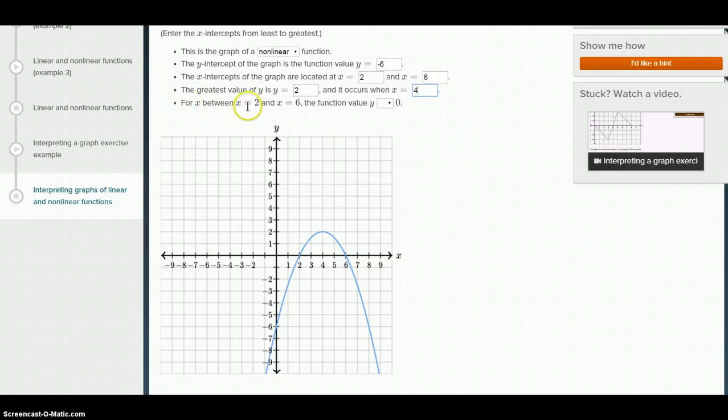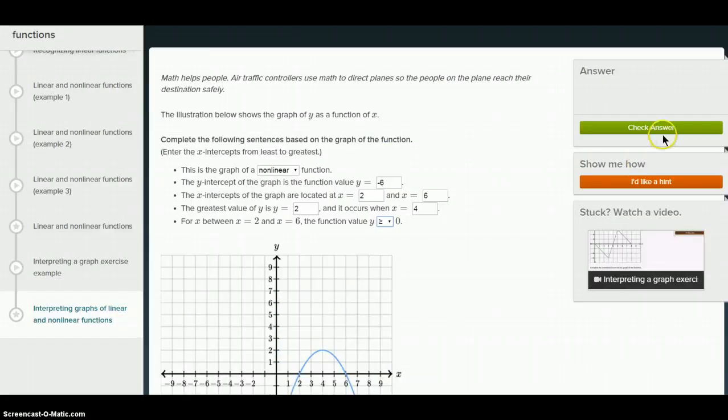Alright, so for x between 2 and 6, how is the function value related to 0? So we see between 2 and 6, those are the x-intercepts if you recall. And so everything in between there is going to be positive. So all these values are positive. And so if they're positive, then they are greater than or equal to 0, because we see that x can equal 2 and it can equal 6, and it's 0 at these. So it's greater than or equal to 0. And is that all it asks for? I believe so.